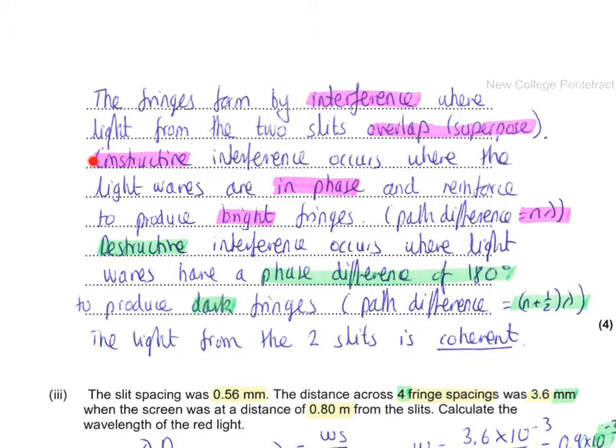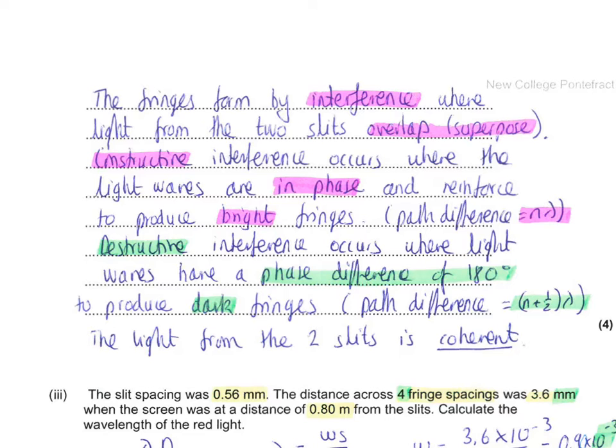So we're going to get maxima where we've got constructive interference, where the light waves meet in phase and reinforce. So that's the brightness. That's going to happen when we've got a path difference of n lambda. So the best answers would be linking a path difference of a whole number of wavelengths, giving us waves arriving in phase and therefore constructive interference, leading to a bright fringe.